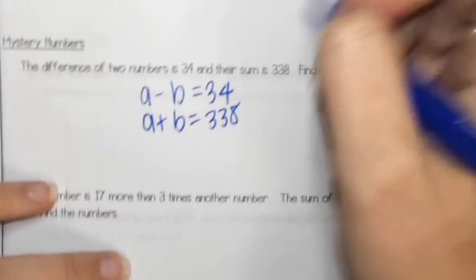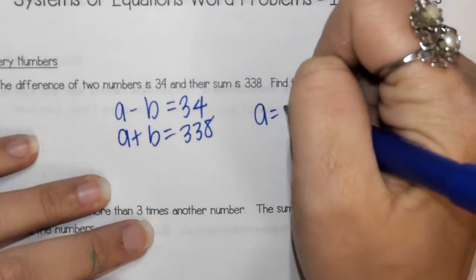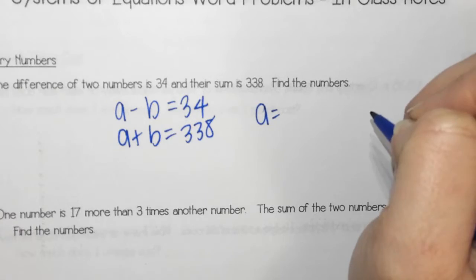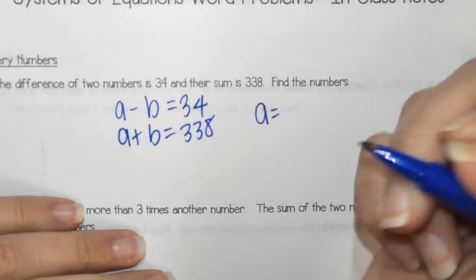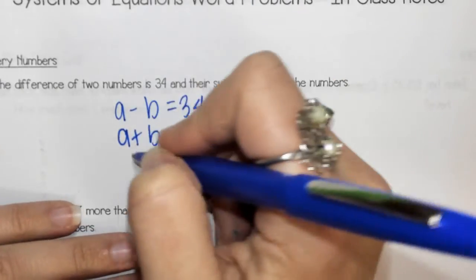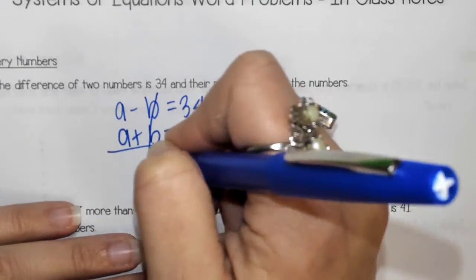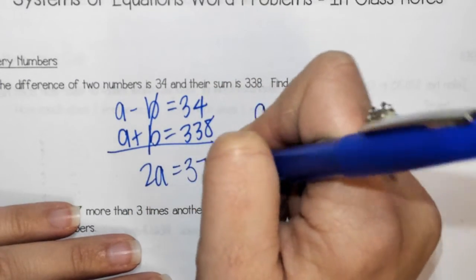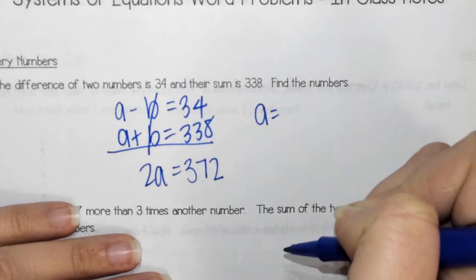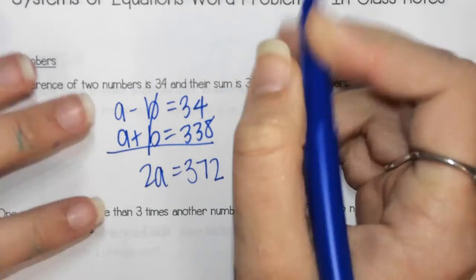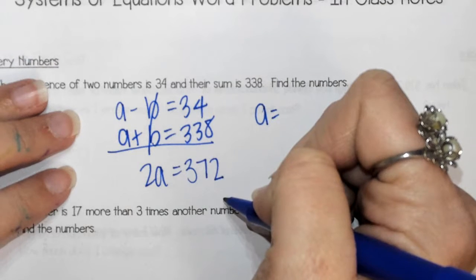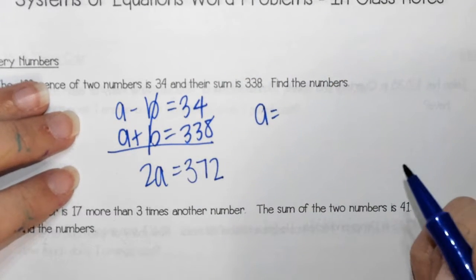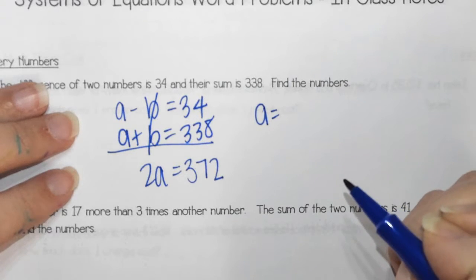Alright, what'd you get for A? 183. 186. My bad. That's what it was. 186. What'd you do, Tater? Did you add or subtract? I added. Okay, so if you add, you have 2A equals 372. And then you added it, so you get 338 plus 34. Do 372 divided by 2 again, because this is an even number, so you should get a whole number.